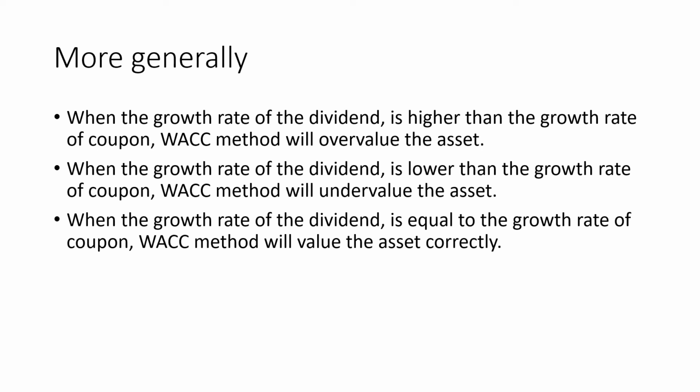More generally, when the growth rate of dividend is higher than the growth rate of coupon, WACC method will overvalue the asset. When the growth rate of the dividend is lower than the growth rate of the coupon, WACC method will undervalue the asset. When the growth rate of dividend is equal to the growth rate of coupon, WACC method will value the asset correctly. And that's the only case WACC method will value the asset correctly.